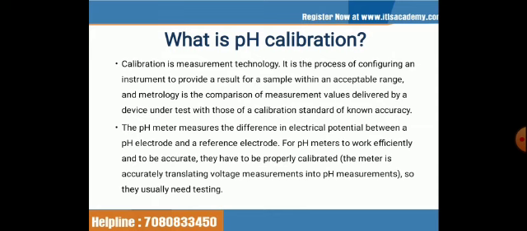The pH meter measures the difference in electrical potential between the pH electrode and the reference electrode, as I had told you earlier. For a pH meter to work efficiently and be accurate, it has to be properly calibrated. The meter is translating voltage measurement into pH measurement, so it usually needs testing in between or occasionally.